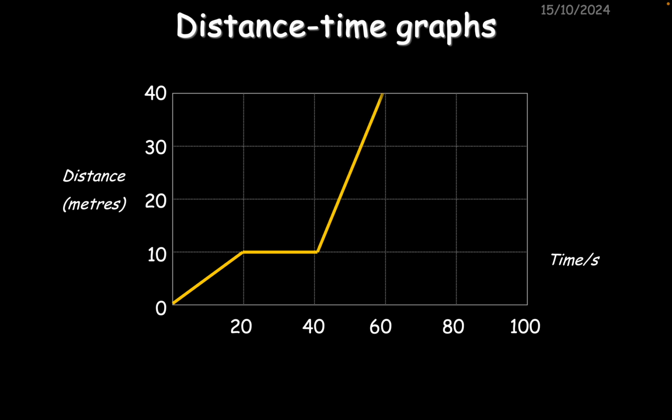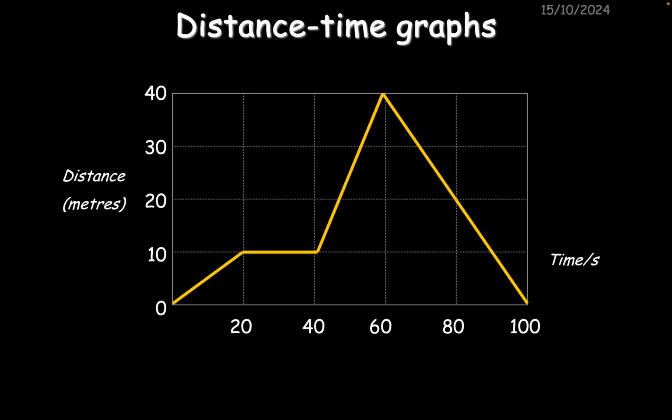Now the next line, it's steeper. If it's steeper, it means you're traveling faster. And again, you can work out how much the distance has increased, how much the time increased, and be able to work out the speed from that portion of the graph. And if you have the line going back down to 0, it means you're returning back to your starting position.